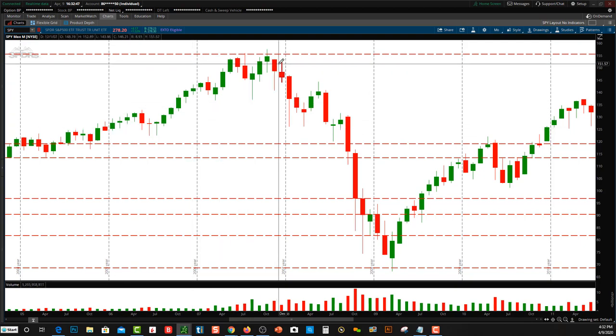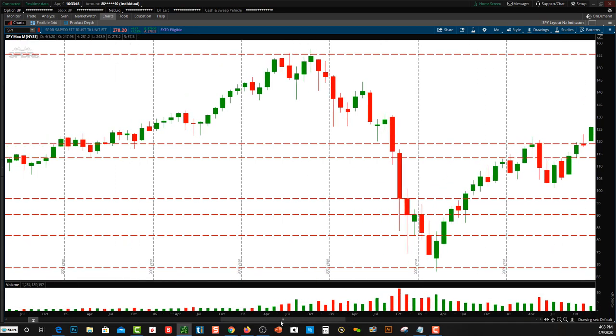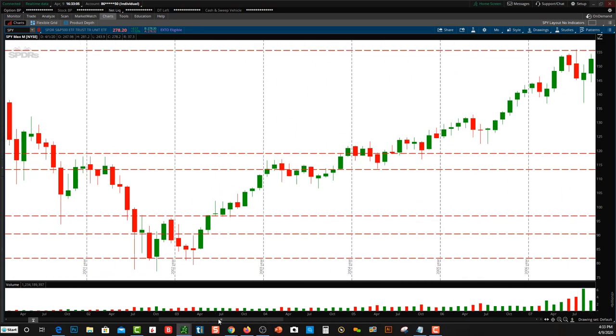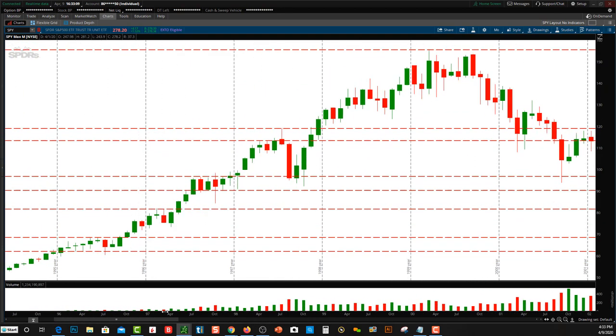And as you see, what did it do? Boom, failed support, failed, fail, fail, fail. And it went back down here. So back in 2008, it went back and touched levels from back in 2002, which is all the way back from, I think, back over here.